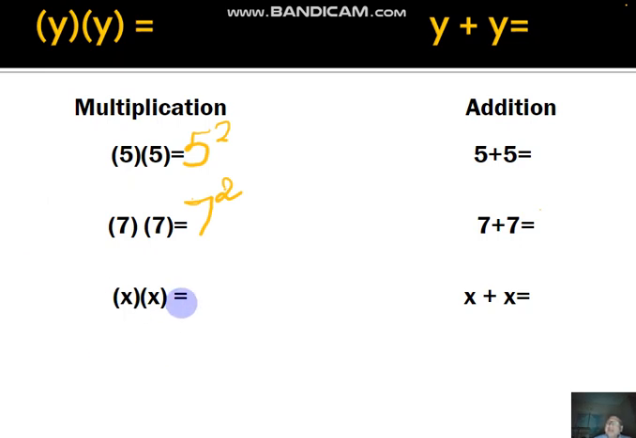This means x times x equals what? This became like a pattern. X squared. This means y times y is y squared.